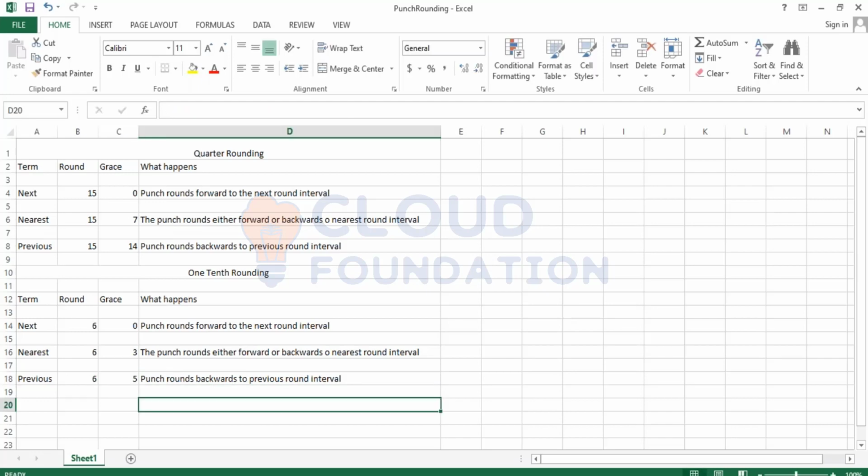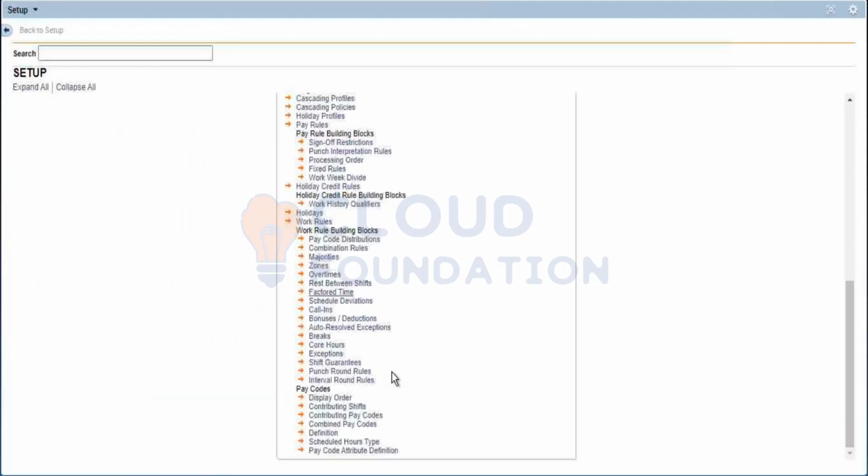So we have spoken to the vendor. We're going to ask them for the database. So once it comes, we'll be able to load some employees in the system, and you can start testing it. So once we are done with the work rule building blocks, we'll actually apply all these to an employee. So you can view all those things on the time card and verify it for yourself. Okay, so this is how rounding works.